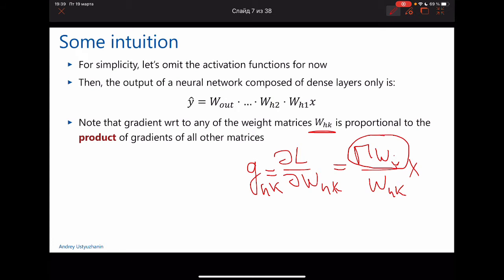It means that if this product is too large, the gradient values will be too high, and we will not converge to the minimum. We will just keep jumping up and down, and it will not result in a convergent trajectory. Or if this product is too small, the steps that our gradient descent is going to make will be too small, and this is the opposite problem. It is called vanishing gradients.